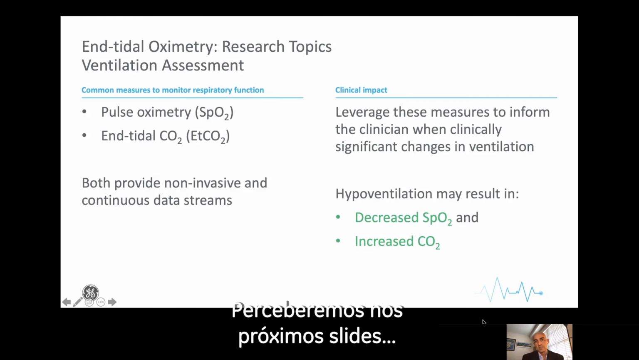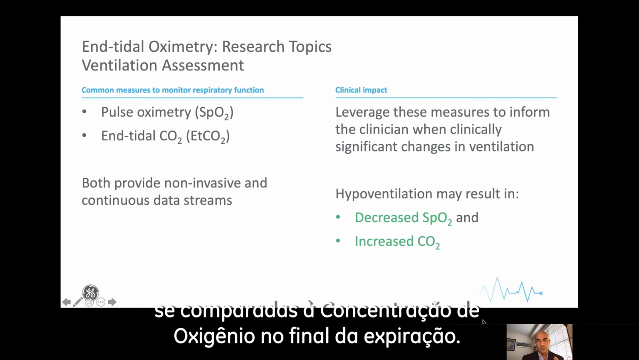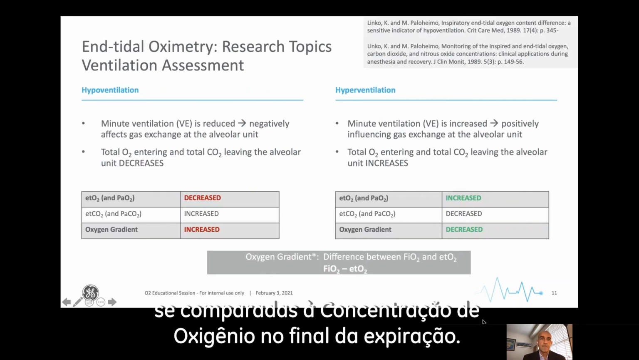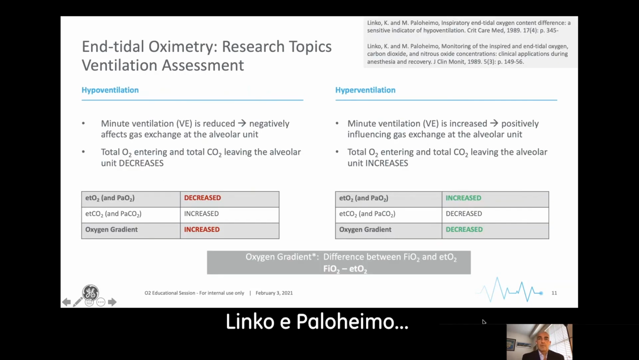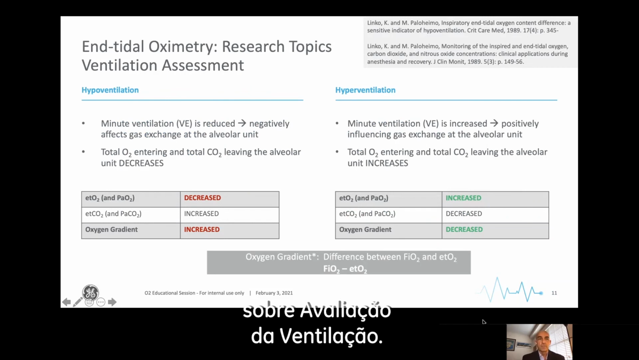Interestingly enough, and you'll understand that in a couple of slides, these measures are not as sensitive or time sensitive compared to the utility of end tidal oximetry. So Linko and Palomeo have done some fundamental research several years ago now on the topic of ventilation assessment.